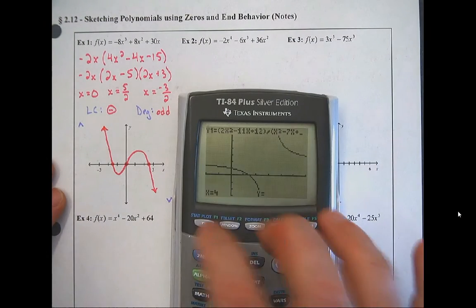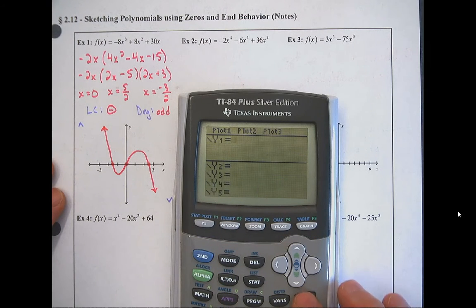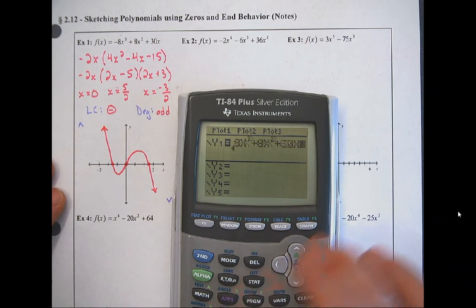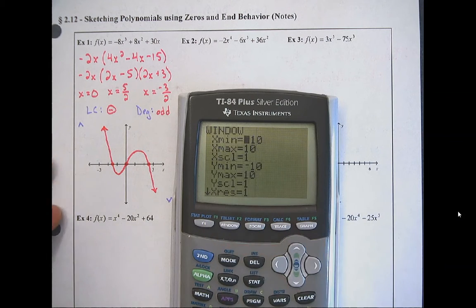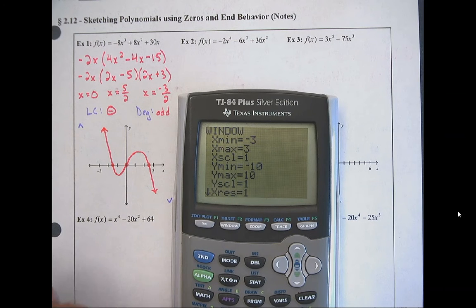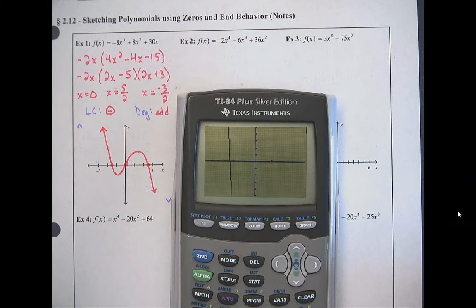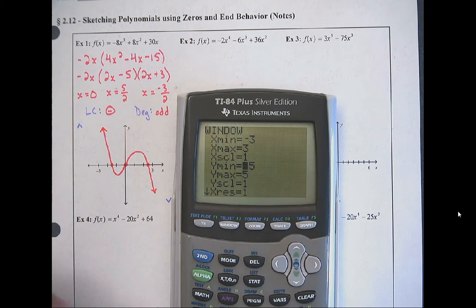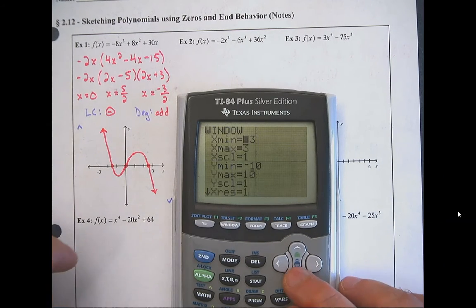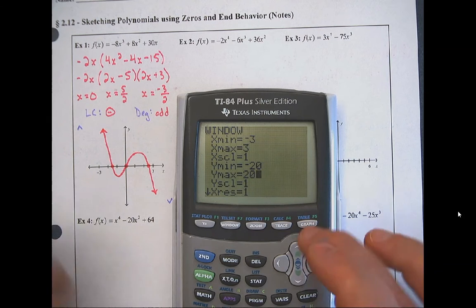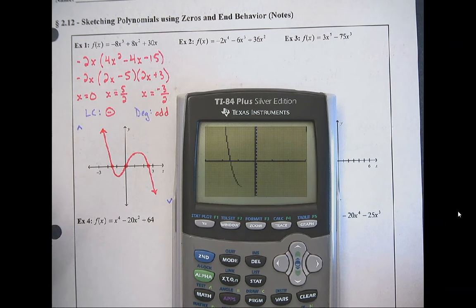We can check. Here's what it really looks like. Negative 8x to the third plus 8x squared plus 30x. I'm going to do a negative 3 to 3. Negative 5 to 5. Here's what the graph actually looks like. Negative 10 to 10. Here's what the graph actually looks like. Negative 20 to 20. Here's what the graph actually looks like.